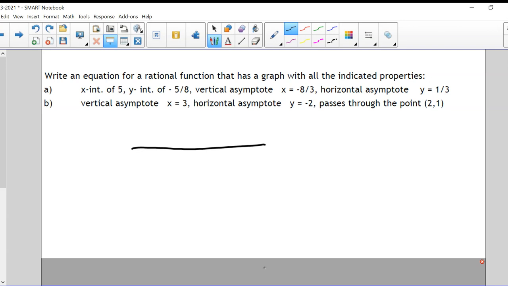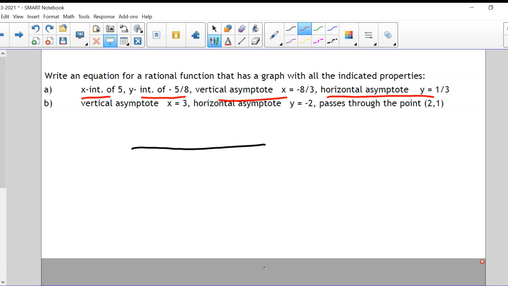And I always like to start with the denominator, right? What feature should I be looking at for the denominator? They give us the x-intercept, the y-intercept, the vertical asymptote, the horizontal asymptote. Which part of this should help me with the denominator? They gave us 4 pieces of information. Let me underline them. They gave us this, this, and this. Which of those should help us with the denominator?